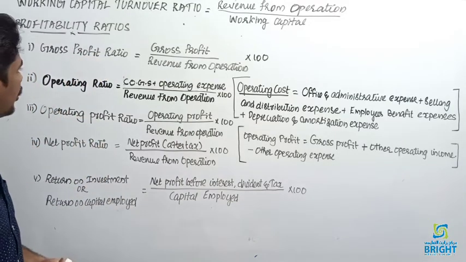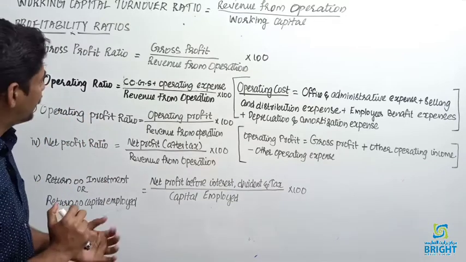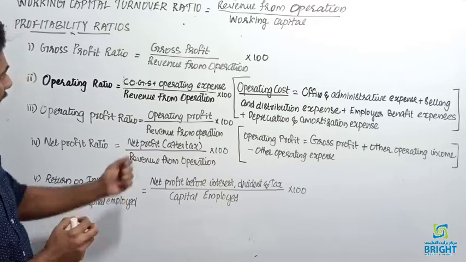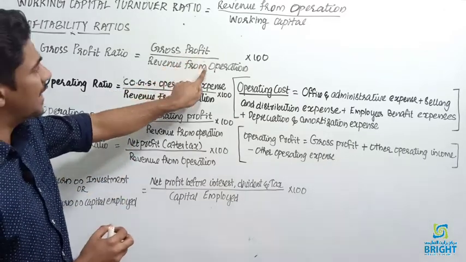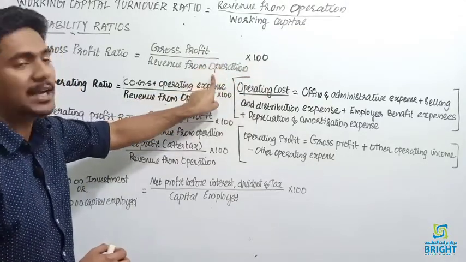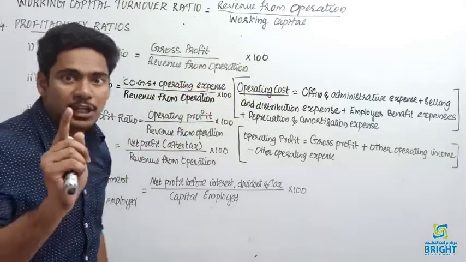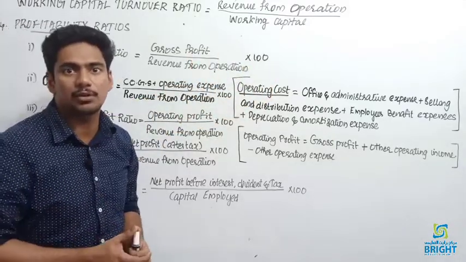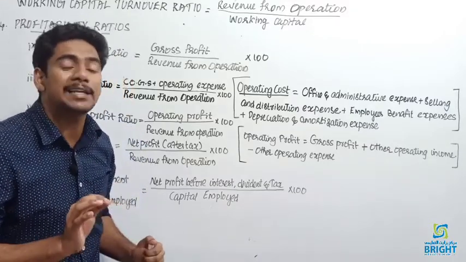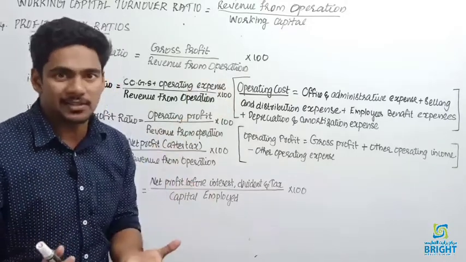Gross profit ratio shows the efficiency in terms of production or sales. Okay, so gross profit divided by revenue from operation into 100. You know the formula to find out gross profit. Gross profit is equal to net sales minus cost of goods sold. Then revenue from operation is equal to net sales.